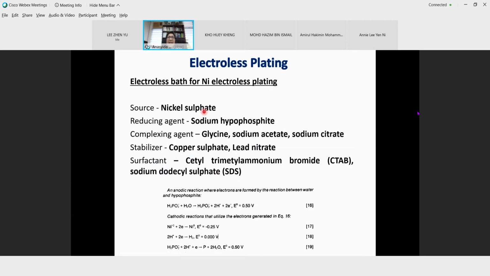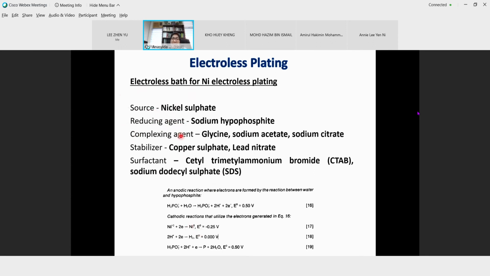Okay, so in this electroless nickel plating, they will come with a powder actually. So they will have all these formulations. So the source, definitely, if you want to deposit nickel, nickel sulfate. So you must have a source of nickel. So they must have a reducing agent. So what does the reducing agent actually do? Reducing agent ni akan turunkan, reduce the nickel sulfate, nickel ion tadi to nickel atom. So this is what the reducing agent does.